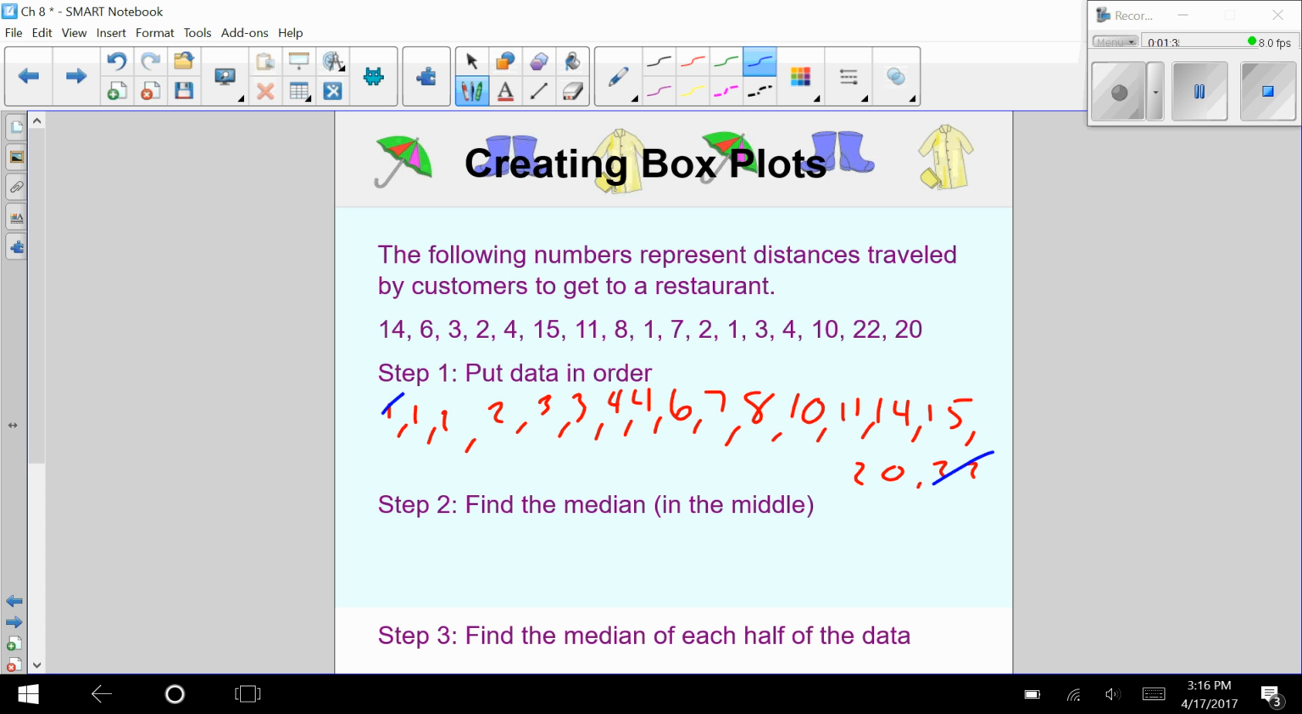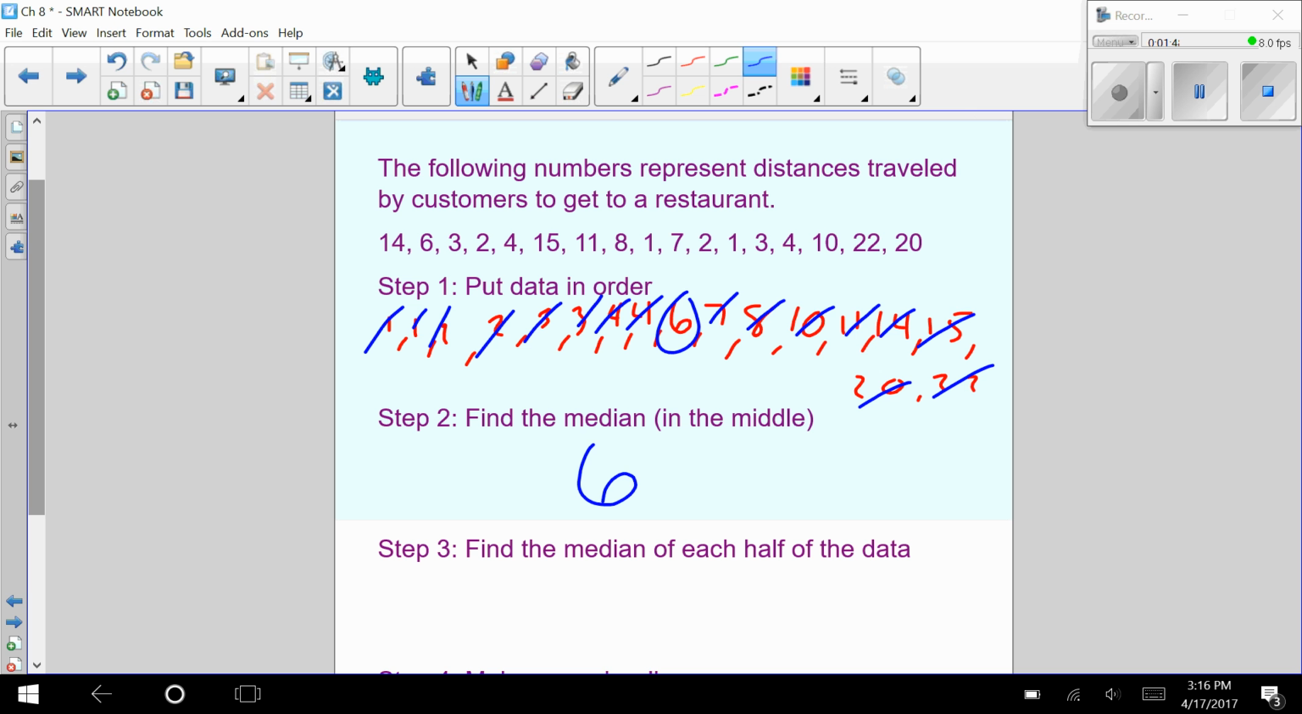Step 2 is find the median, which is the middle. So we cross off one big one, one small one, back and forth until we find the exact middle. 6 is our median. Now we're going to find the median of each half of the data. So the 6 cuts our data right in half. We need to find the median of each of those halves. So I start with this 4 here and the 1 and this 4. And I'm left with a 2 and a 3, so I add those together, divide by 2. The first median, the lower quartile, is 2.5.